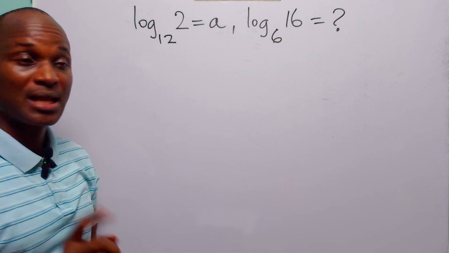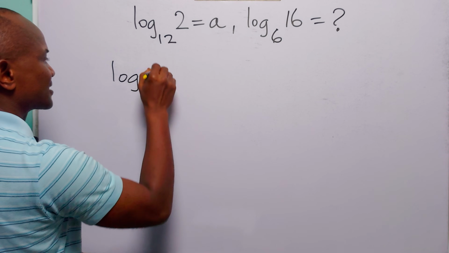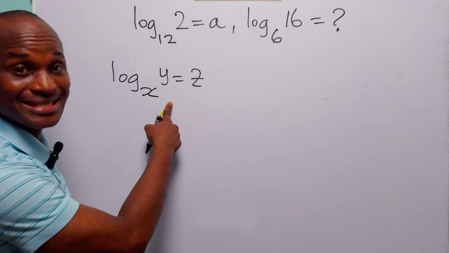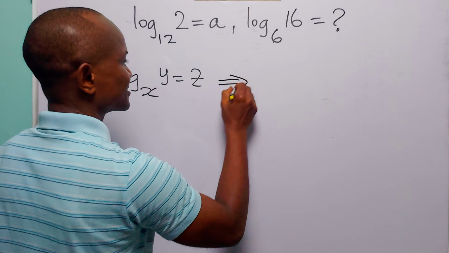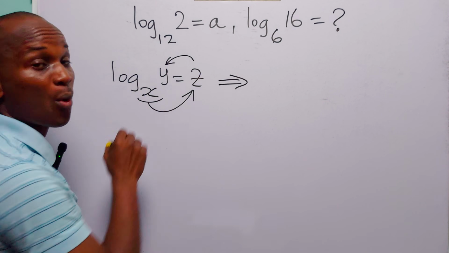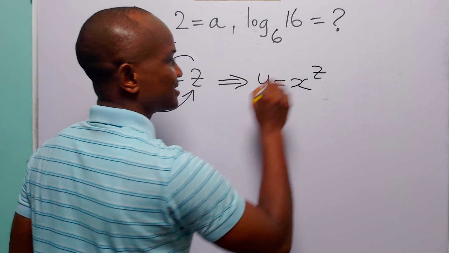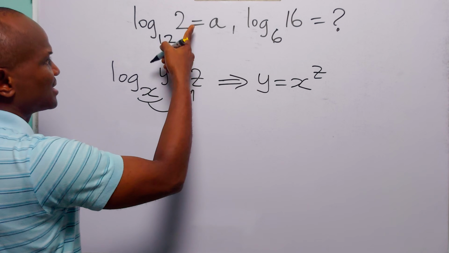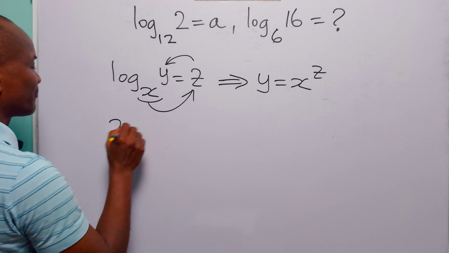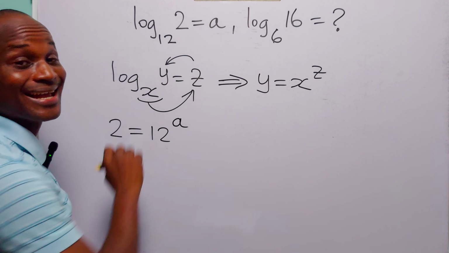Now, to solve this problem, let us remember that if we have a statement such as log to base x of y is equal to z, this can also be written in exponential form as x to the power z is equal to y. So we have that y is equal to x raised to the power z. That means that we can write this first statement as 2 is equal to 12 raised to the power a.